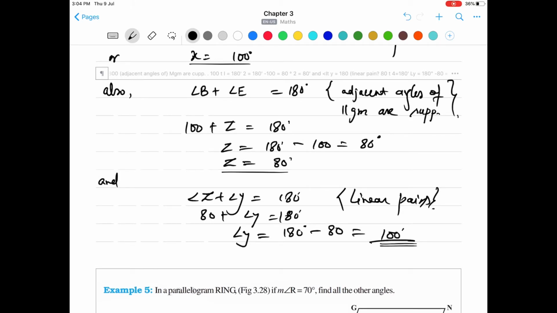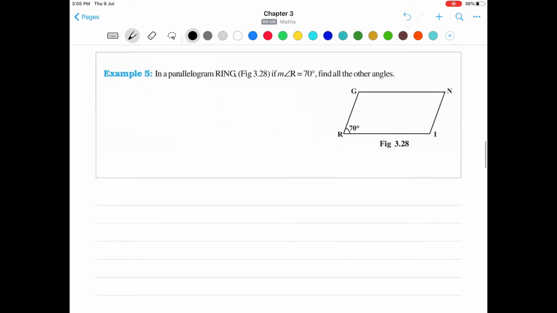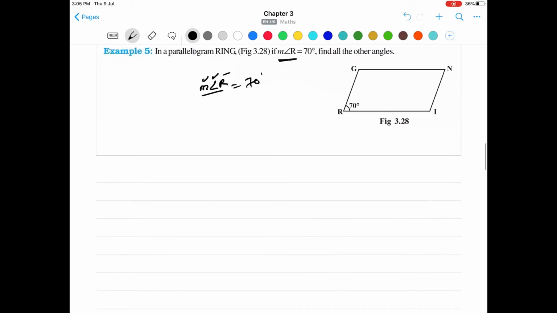Now moving to the next example, we have in a parallelogram RING, figure 3.28, if the measure of angle R is equal to 70 degrees. This is written as measure of angle R equals 70 degrees. So we have to find all the other angles. Let's start its solution.